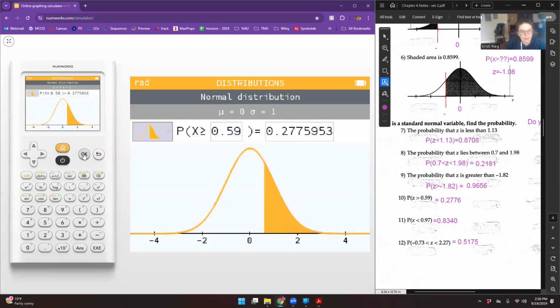Going to number 11. It's pretty quick once you get the hang of it, especially when it's already in the notation. Number 11 is 0.97. So we have 0.833. Ooh, no, that becomes 0.8340 when you're rounding it to 4 decimal places. Again, just double check the instructions on the homework to see what to round it to.